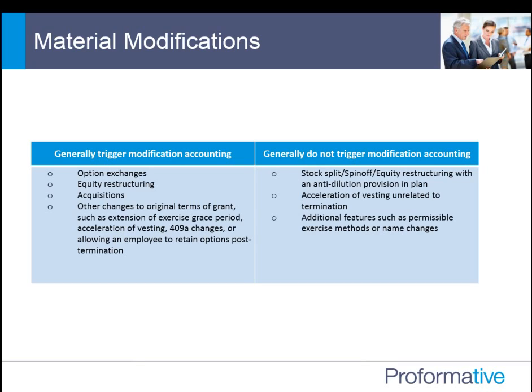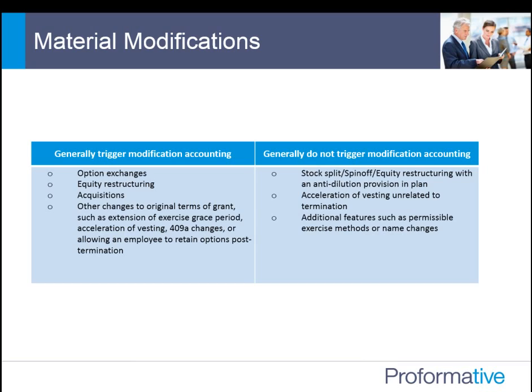Another thing that doesn't trigger modification accounting is acceleration of vesting. But you still have to change your system so that you don't get any additional expense, but the calculation must be done to get that expense accelerated in the proper accounting period. And that is something when you decide to get any type of equity system to make sure that it supports that functionality, because that's pretty important.